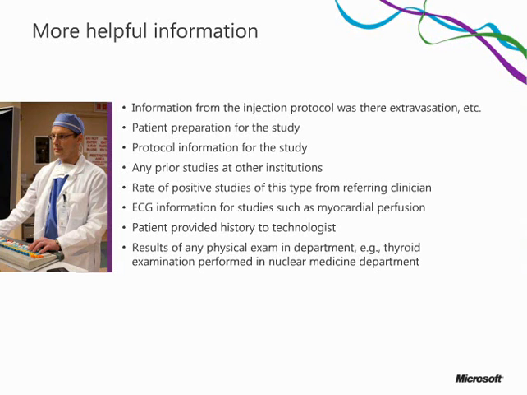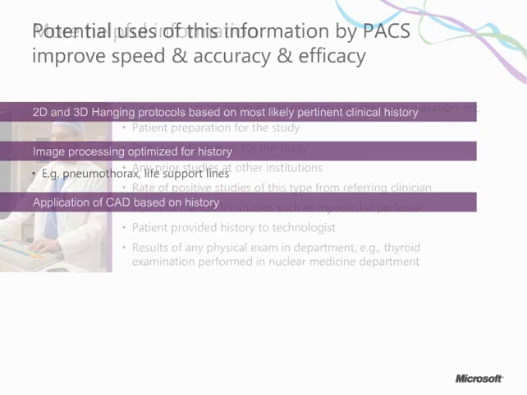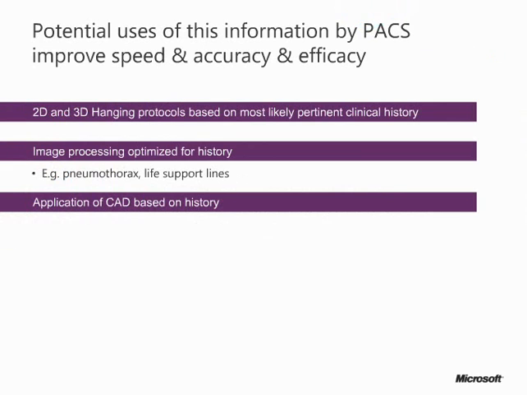And so some of the wonderful things that I could do as far as uses of this information to improve speed and efficacy include I could use this information that I have clinically to automatically inform my PACS system about 2D and 3D hanging protocols, and knowing which previous and current studies to be able to retrieve based on that information. I could optimize image processing. If I knew that we were looking for a pneumothorax or life support lines, I could process an ICU chest radiograph accordingly, and also intelligent application of computer-aided detection or computer-aided diagnosis based on history.